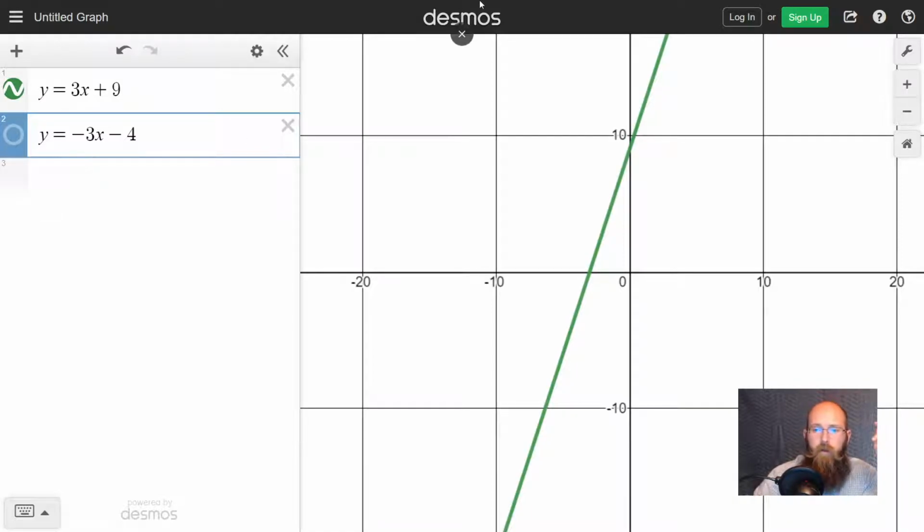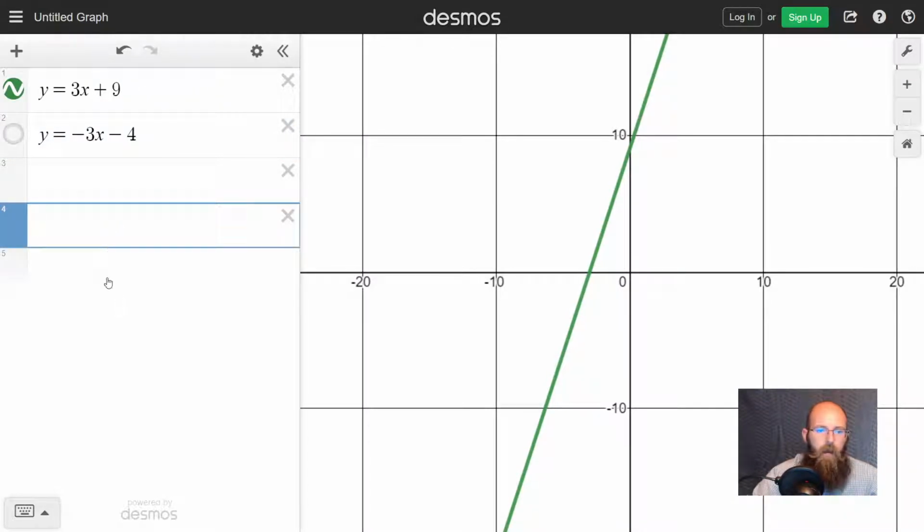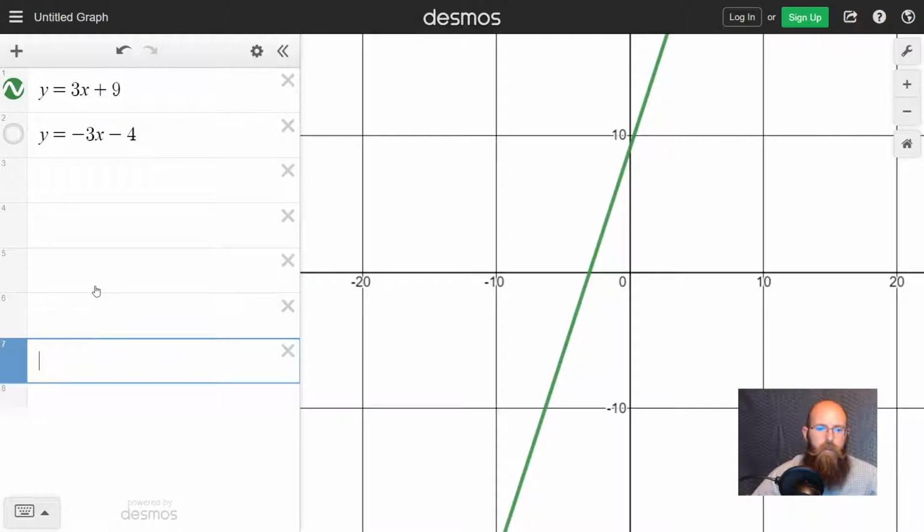So up on the top, you'll see this word Desmos. Type that into your search engine. It's a Google thing, so Chrome will work the best. But type that in there, and then off to the left, you'll have these little boxes, and you can keep adding more boxes. Just click over there, or if you're in one, press the Enter key on your keyboard. And to get rid of them, you press these X's.